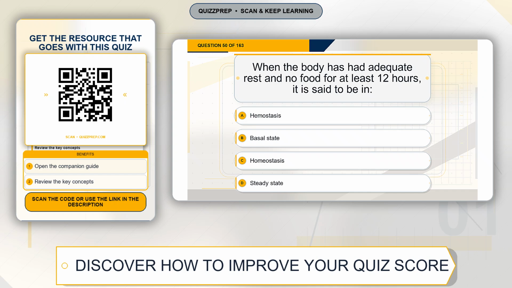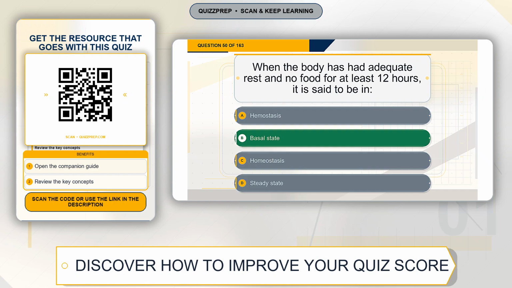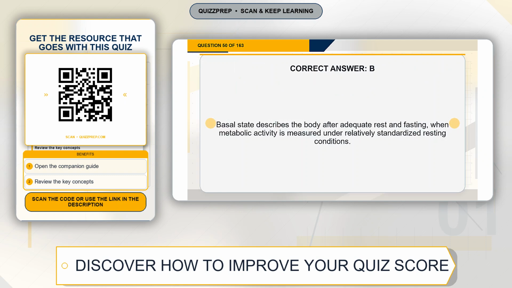Question 50. When the body has had adequate rest and no food for at least 12 hours, it is said to be in: Option A. Hemostasis. Option B. Basal state. Option C. Homeostasis. Option D. Steady state. The correct answer is option B. Basal state. Explanation. Basal state describes the body after adequate rest and fasting, when metabolic activity is measured under relatively standardized resting conditions.